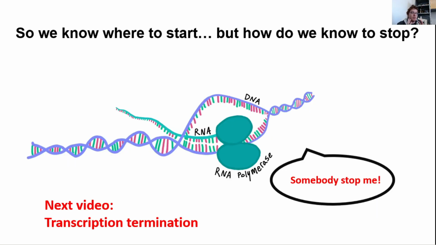And so now we know where to start. So that's half of what we talked about before. But how do we know when to stop? So polymerase lands on a promoter, starts transcribing DNA into RNA. It's zipping along. What tells it to stop transcribing? What's going to prevent it from transcribing the entire genome? And that's what we're going to learn about in the next video on transcription termination. So we'll see you then.